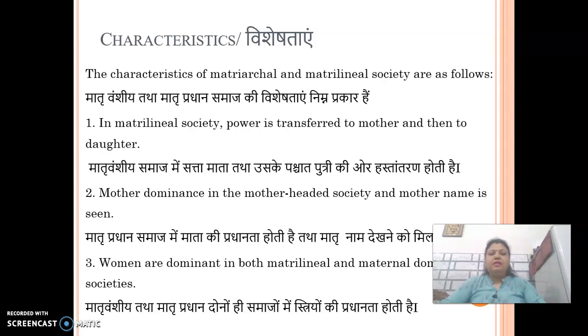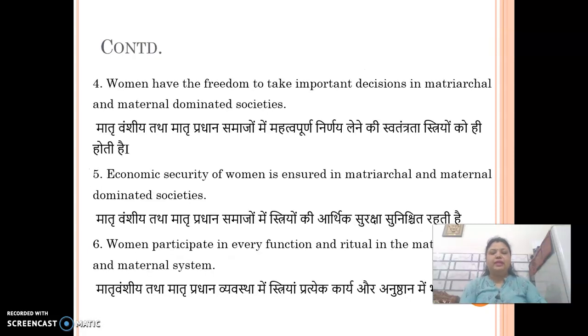Women are dominant in both matrilineal and maternal dominated societies, and have the freedom to take important decisions. Economic security of women is ensured in matriarchal and maternal dominated societies. That's why the education status of girls in matriarchal societies is comparatively higher than in patriarchal societies. Women participate in every function and ritual in the matriarchal and maternal society.